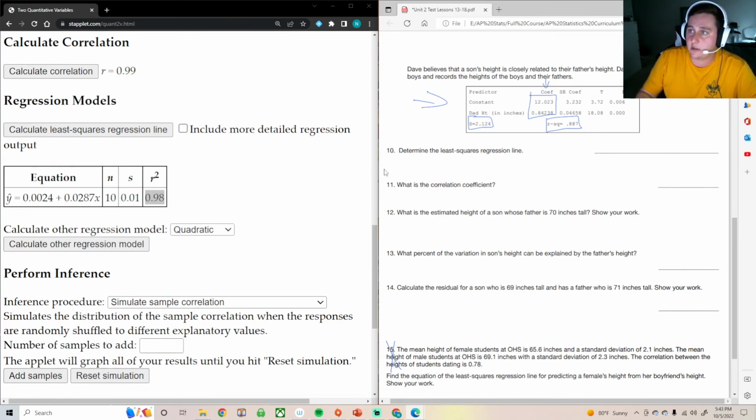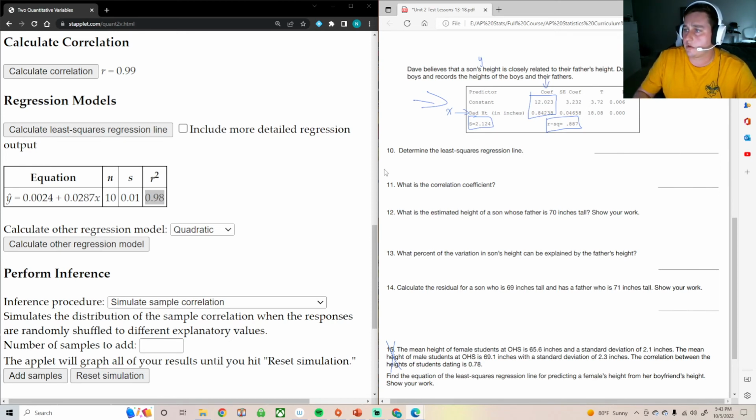So in this case, if you read the question, it believes that a son's height is closely related to their father's height. And then our variable appears to be dad height. So dad height is going to be our explanatory variable. And then we're trying to predict son's height. So son's height is going to be y.